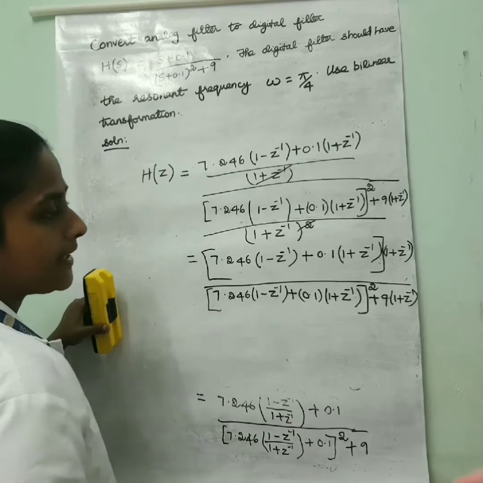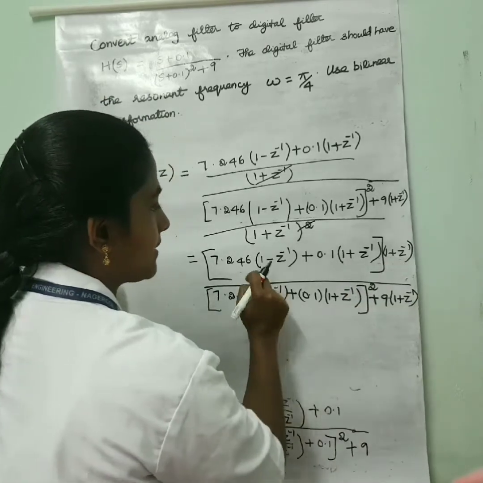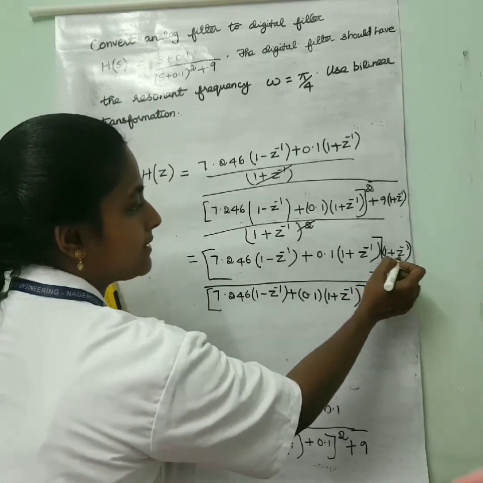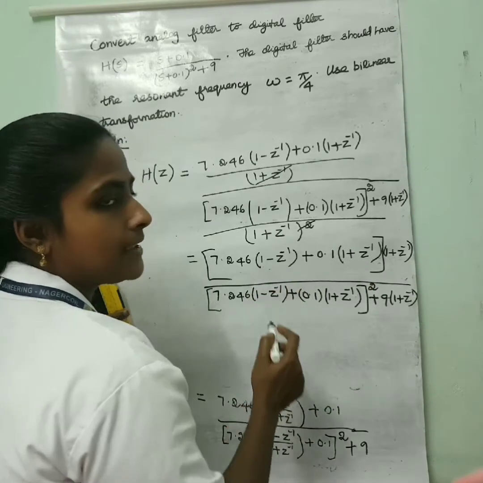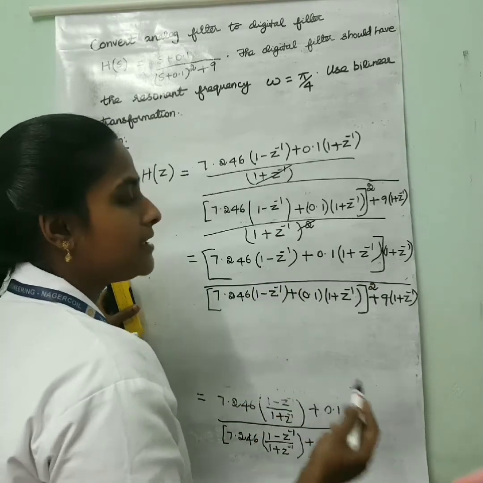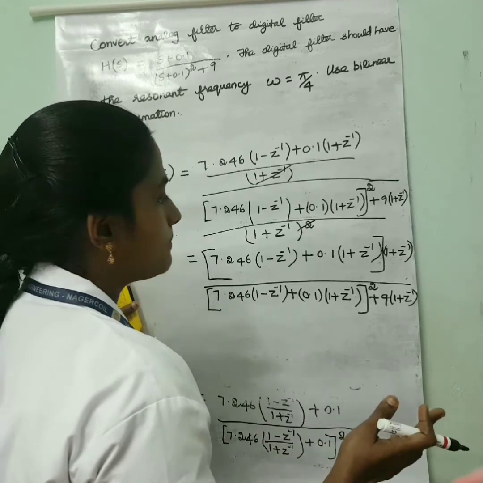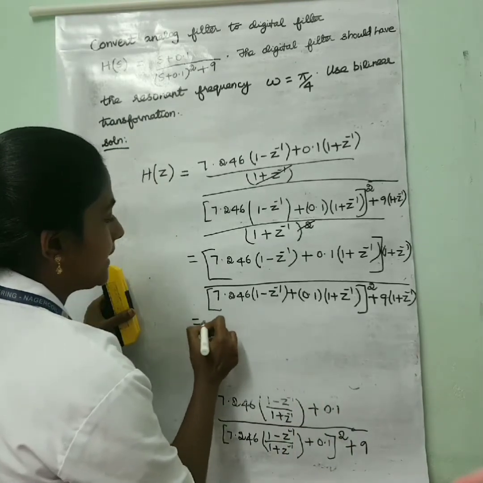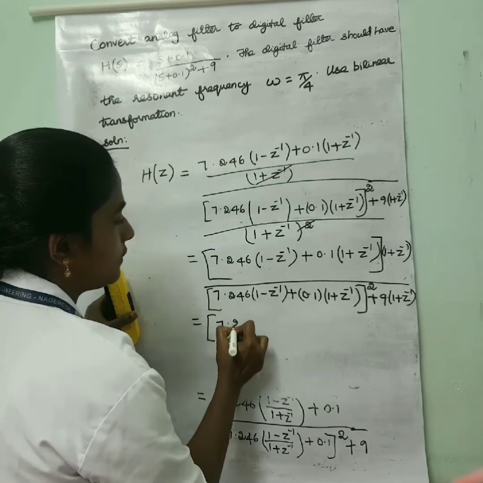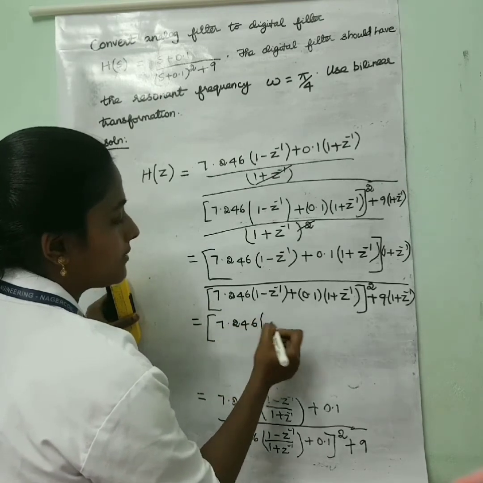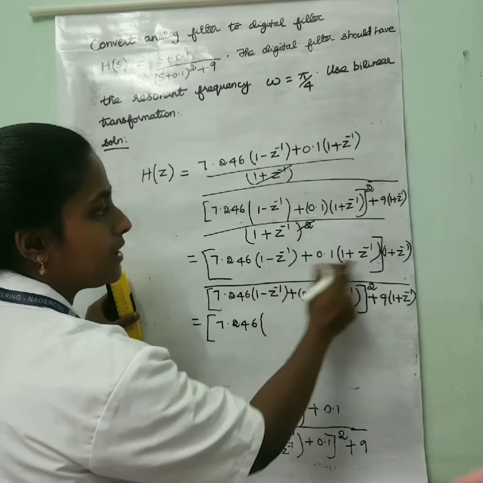You can simplify by multiplying this value inside. When you are multiplying this value inside, it will be in the form of (a plus b) into (a minus b), that can be written as a square minus b square. So you can write it as 7.246 into a square minus b square, a plus b into a minus b.